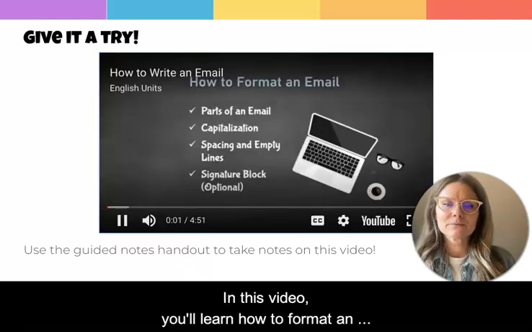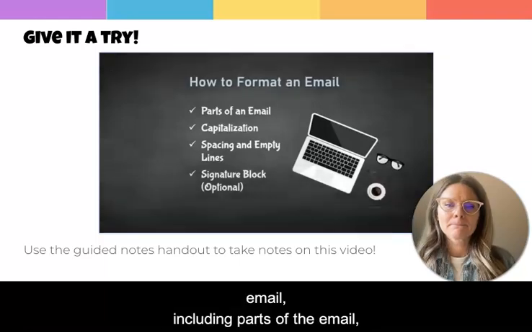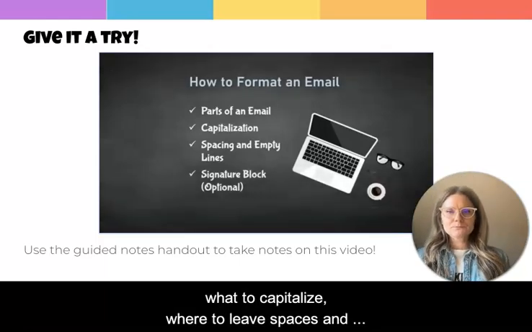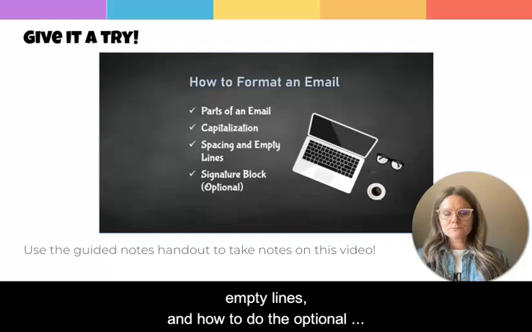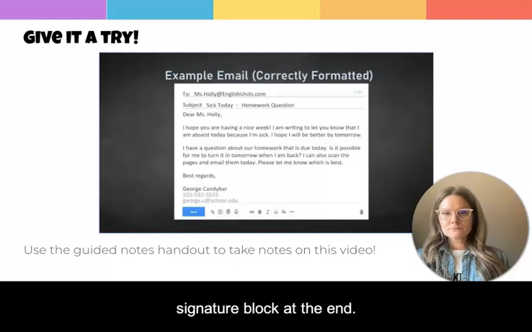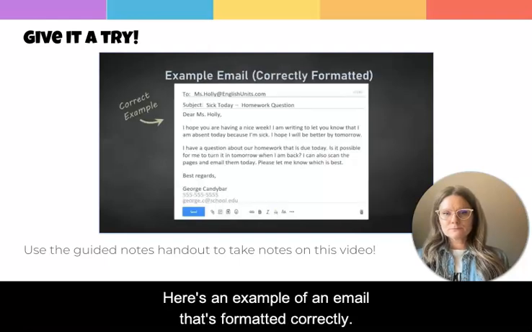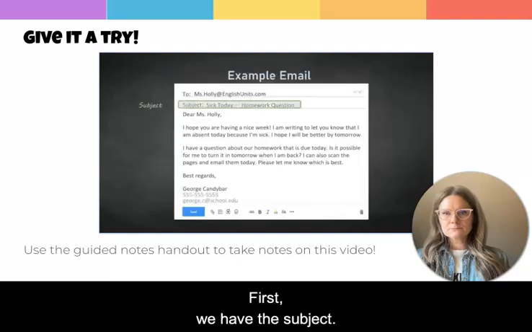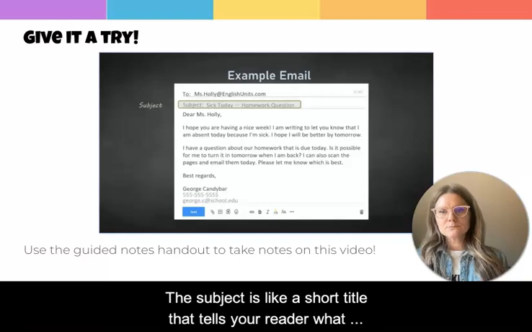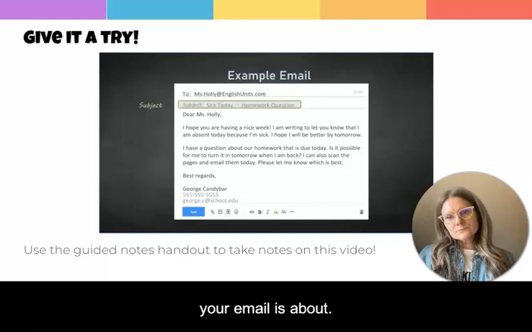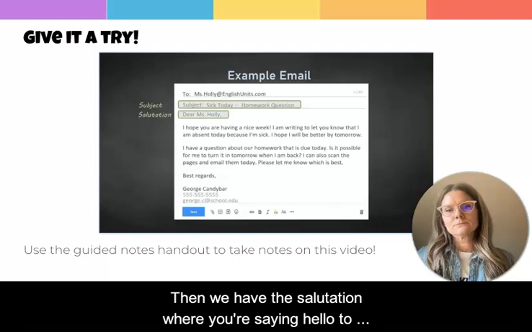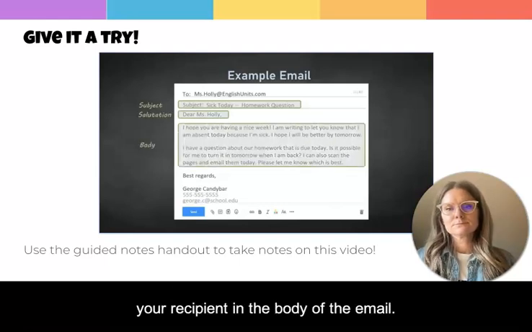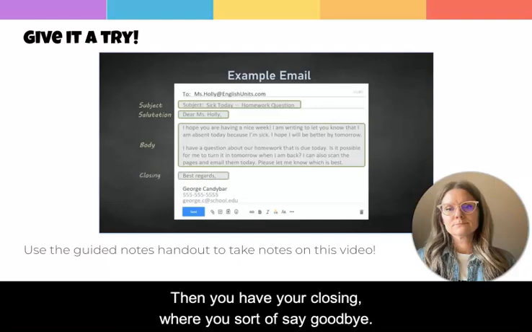In this video, you'll learn how to format an email, including parts of the email, what to capitalize, where to leave spaces and empty lines, and how to do the optional signature block at the end. Here's an example of an email that's formatted correctly. Let's look at the parts of this email. First, we have the subject. The subject is like a short title that tells your reader what your email is about. Then we have the salutation, where you're saying hello to your recipient. In the body of the email, you write your message. Then you have your closing, where you sort of say goodbye.